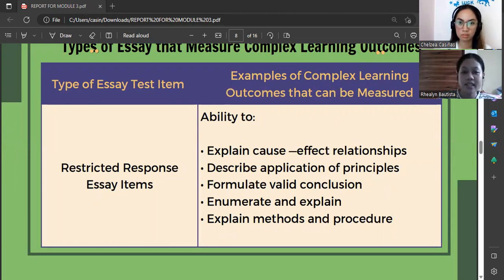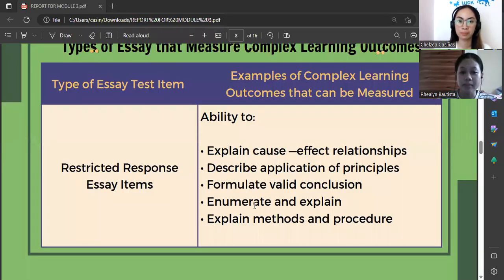While in extended response essay items naman, dito is yung bata is generally free to select any factual information na makakatulong to organize the response. And yung content dito in extended essay is nakadepend halimbawa dun sa analysis, synthesis, evaluation, o yung tinatawag nating higher order thinking skill.